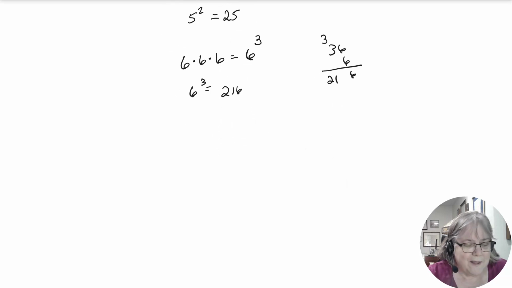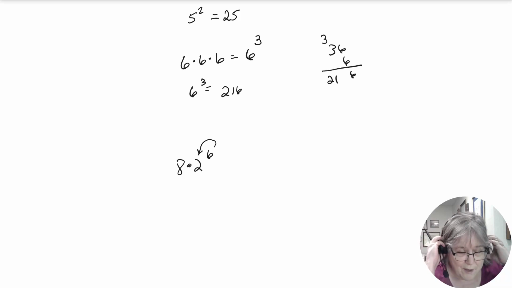Now, if you had something like 8 times 2 to the 6th, this power of 6 applies only to the 2 because it's the number that is just right in front of it.